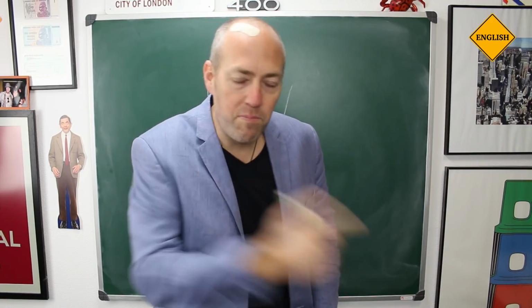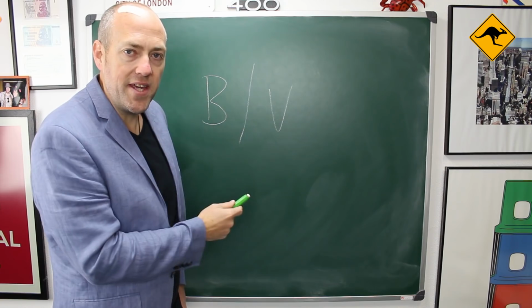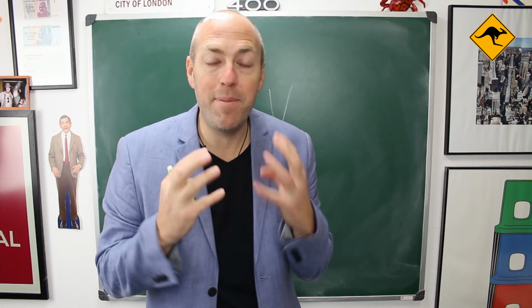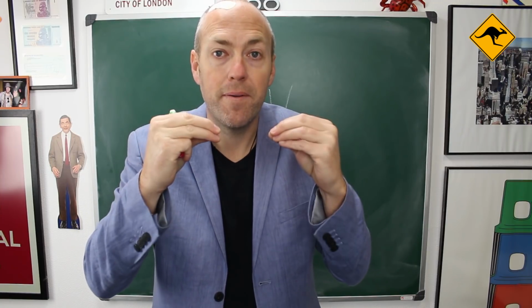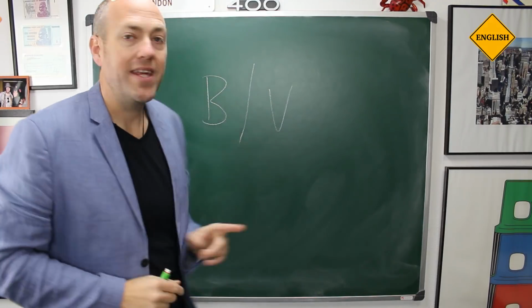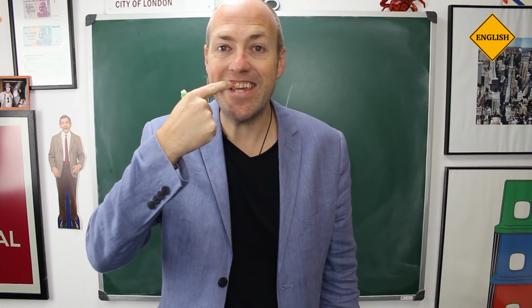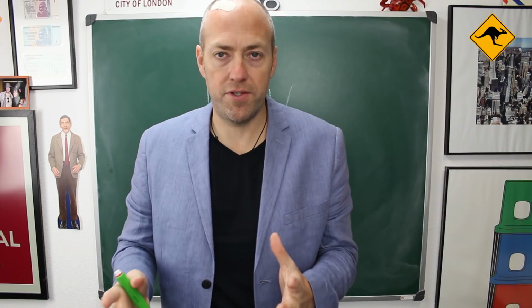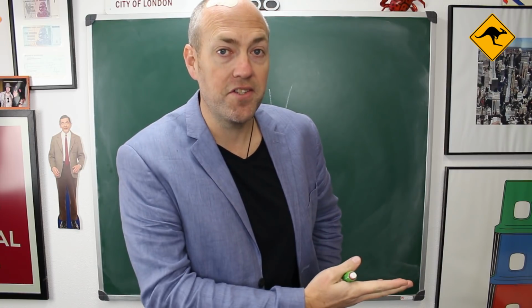Number 1 is pronunciation, specifically B and V. In English, B is bilabial. Your lips come together. B, B. But V is labiodental. Lip and teeth. V. And it's very important because there's a big difference between vowels and bowels.